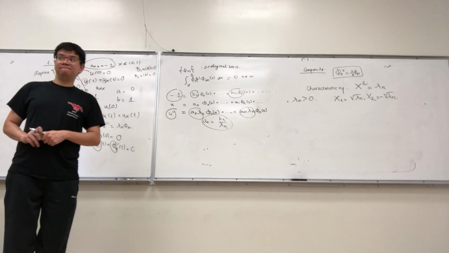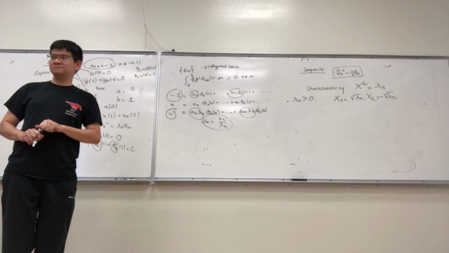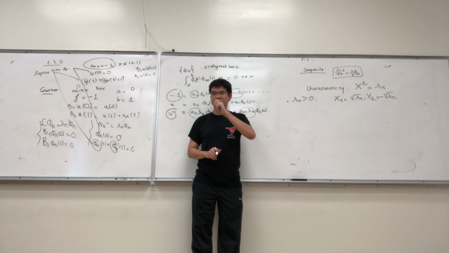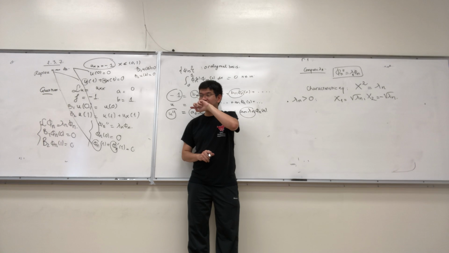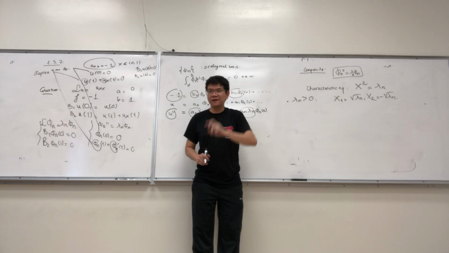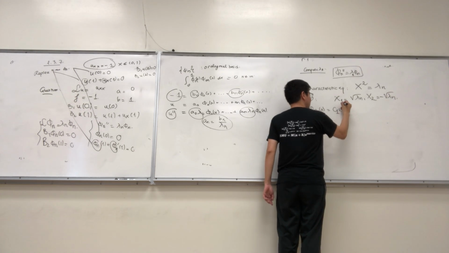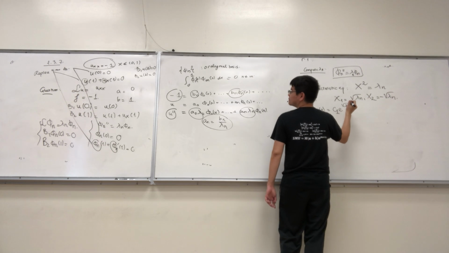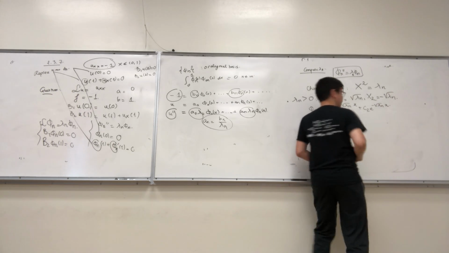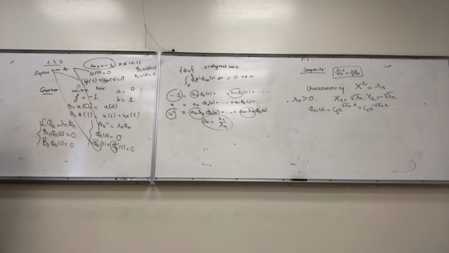So what is the form of the solution? It's positive. So basically, the solution phi n is C1 exponential of square root of lambda n x plus C2 exponential of minus square root of lambda n x, right? So this is how you solve a second order differential equation with constant coefficients.